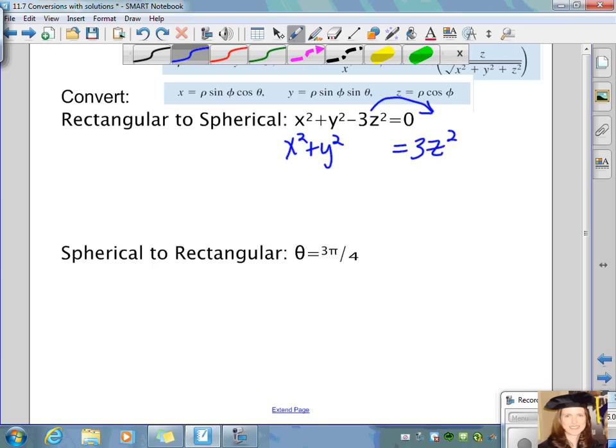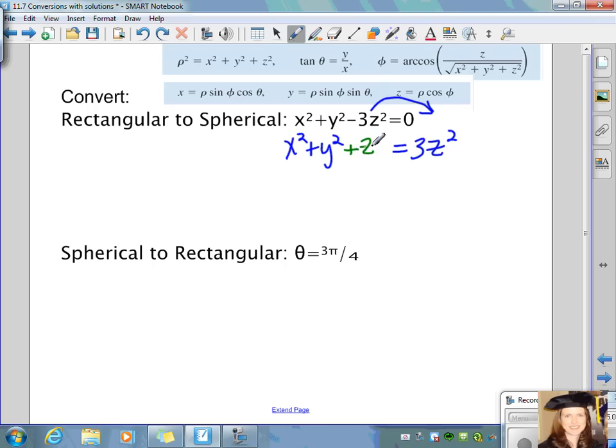Now I want to add something to both sides of the equation here so that I can use one of these conversion equations. The first conversion equation is rho squared equals x squared plus y squared plus z squared. So I am going to add z squared to the left side of the equation. That would make that a pretty simple conversion.